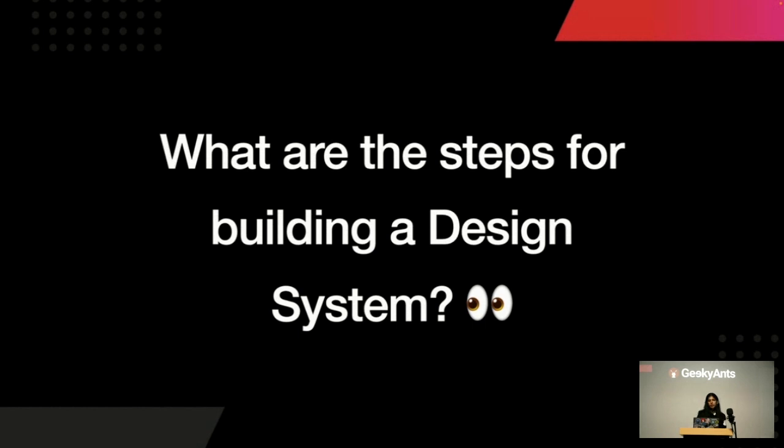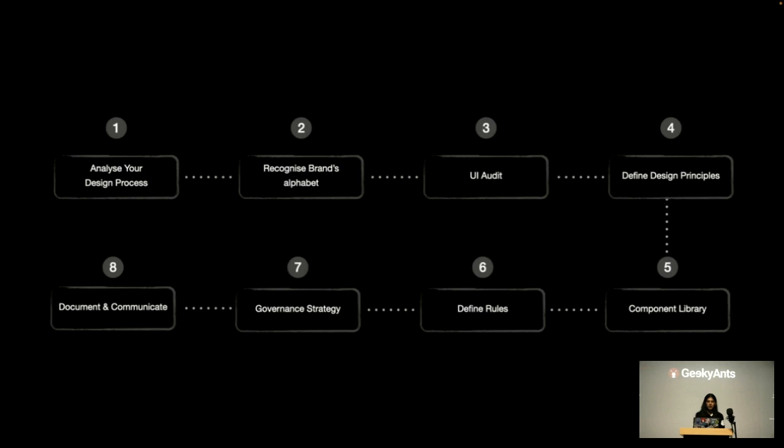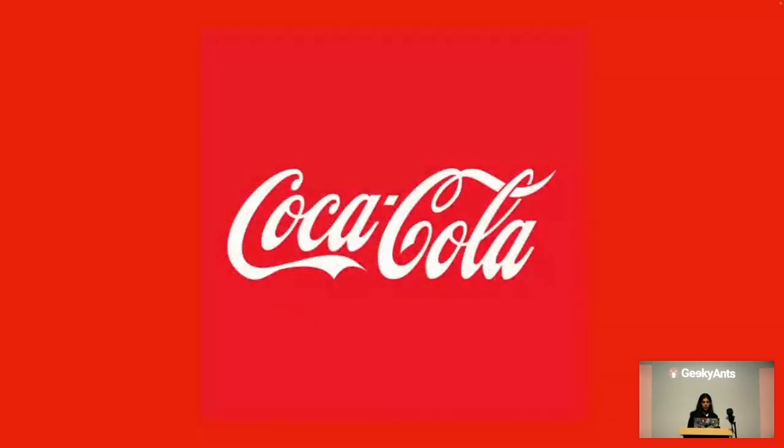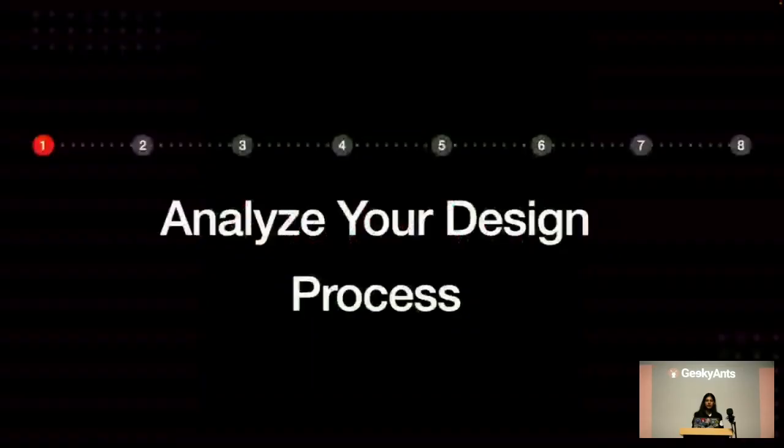We'll now come to what are the steps for building a design system. So these are the certain steps that we usually follow. To try and understand this process better, we'll take an example of a brand. We'll take Coca-Cola. We'll make some assumptions about this brand and its design processes. So by the end of this talk, we might make a little documentation around it.